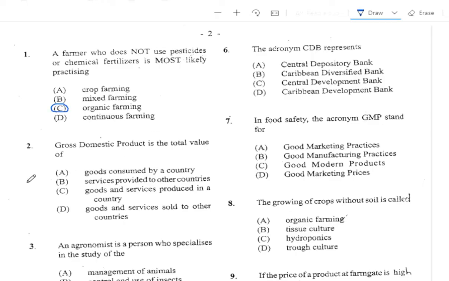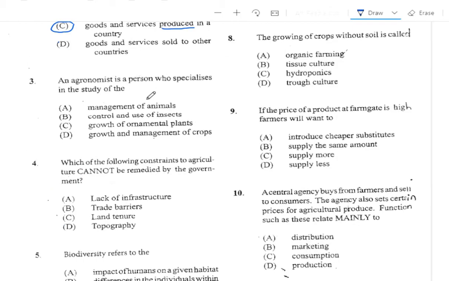Question number 2. Gross domestic product is the total value of goods and services produced in a country. So the keyword is produced. Alright, question number 3. An agronomist is a person who specializes in the study of. The answer is D. Growth and management of crops.